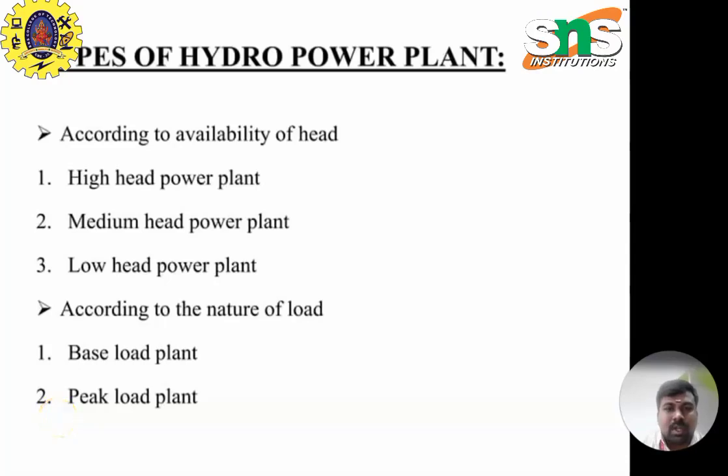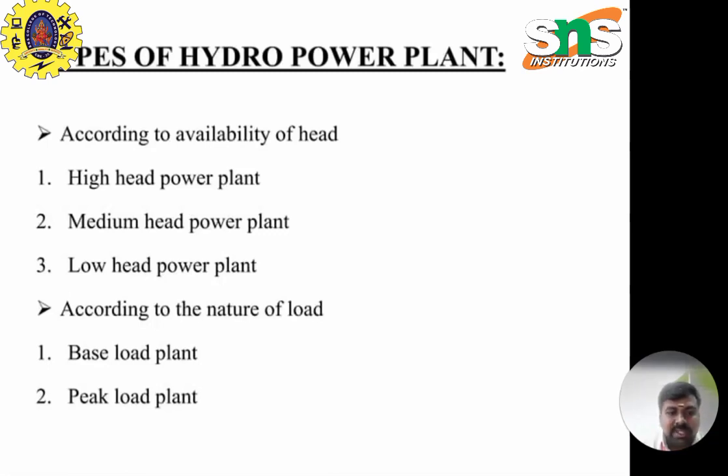Hello everyone. In continuation of hydroelectric power plants, now we will discuss the types of hydropower plants. According to the availability of head, they are classified as high head, medium head and low head power plants.